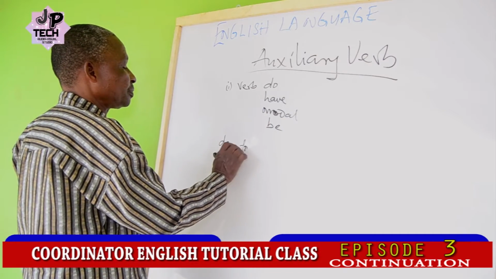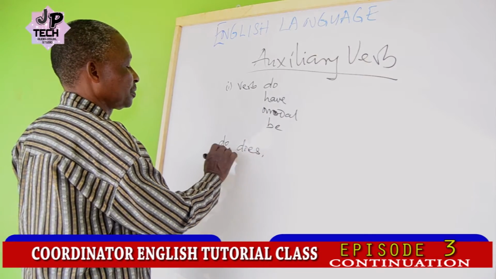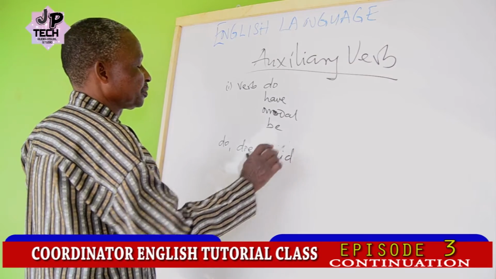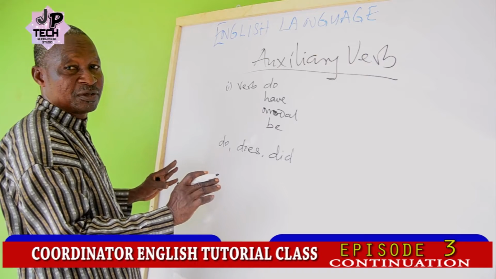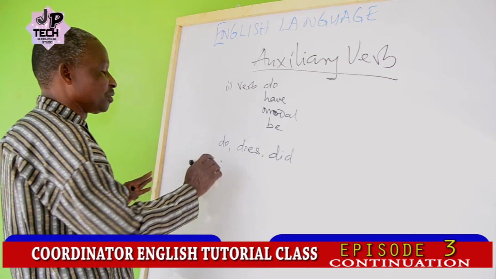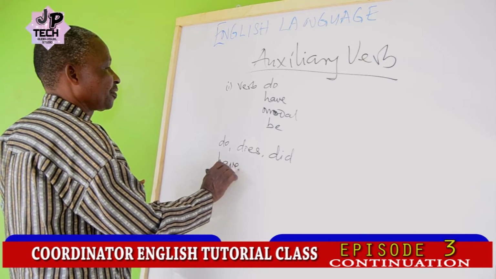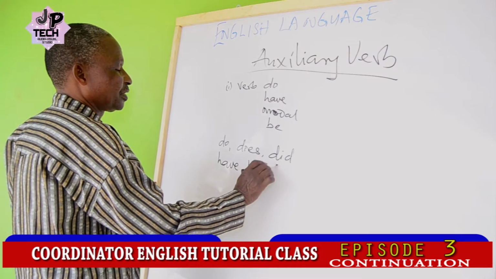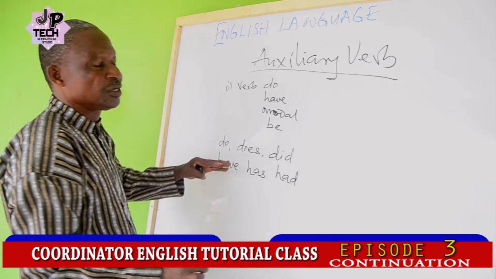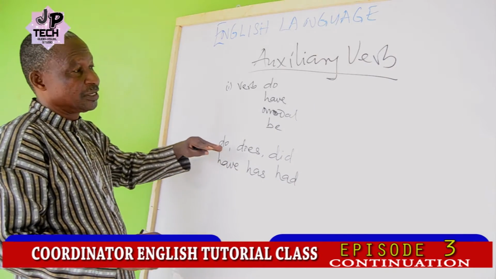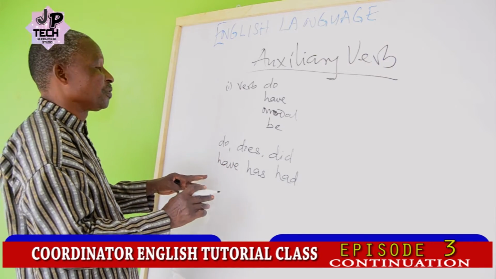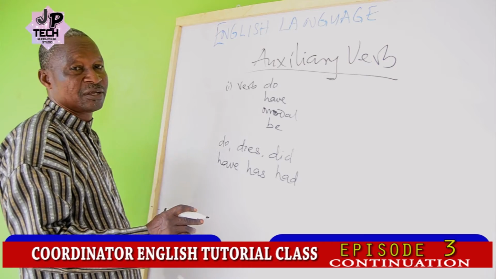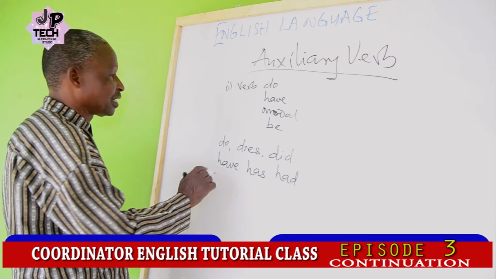Do, does, did. That's the family of auxiliary verb do. Have, has, had. Those are the members of the same group as far as auxiliary have is concerned.